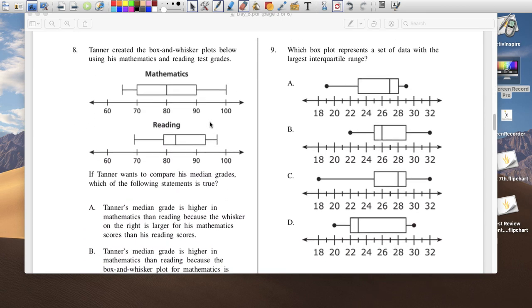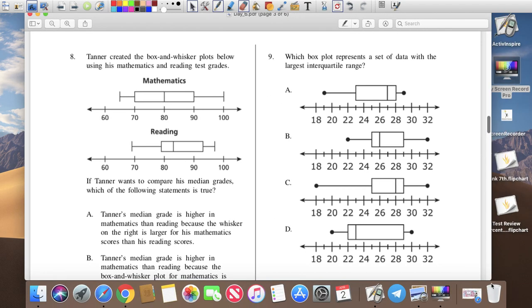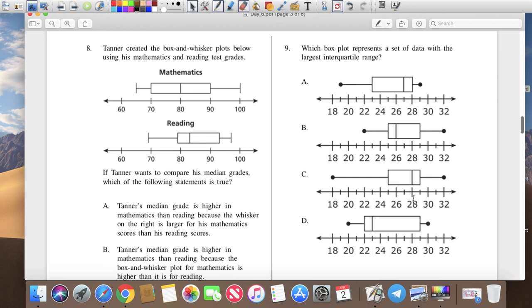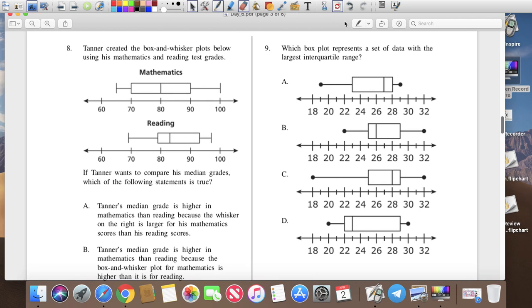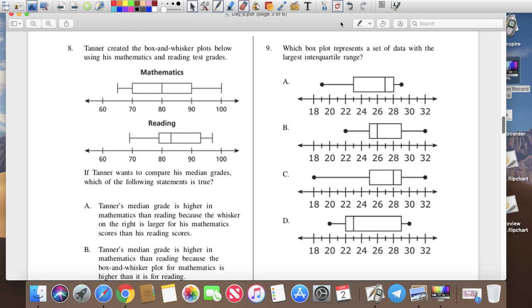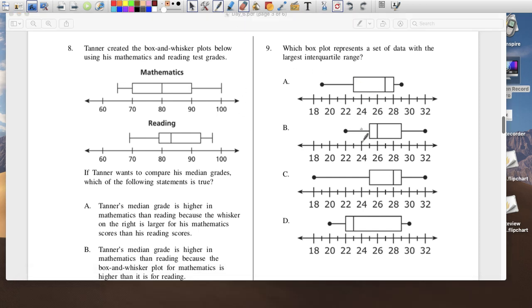Eight. Oh my God, these questions. Let me see if I can stretch this. I can't. Which box represents a set of data with the largest interquartile range? Ugh. So just by looking at this, it looks like this box here. So you want the biggest box, right? Because the interquartile range is the difference between this value and this value.